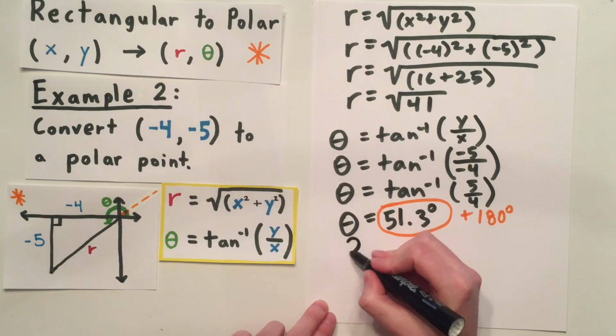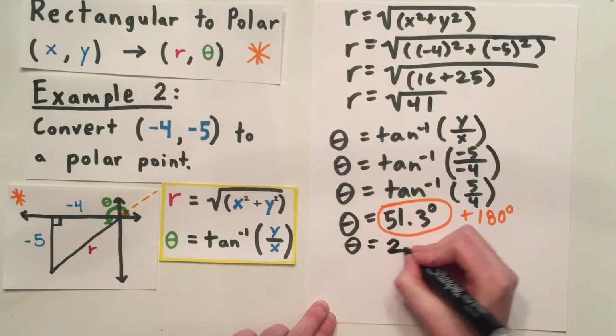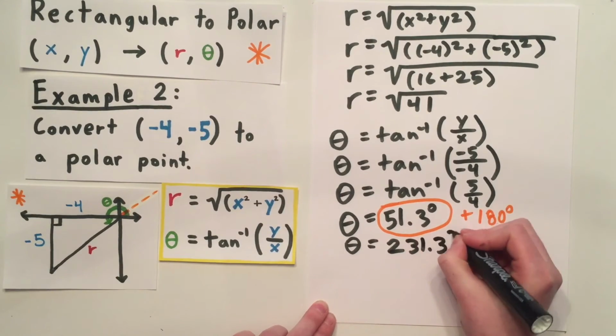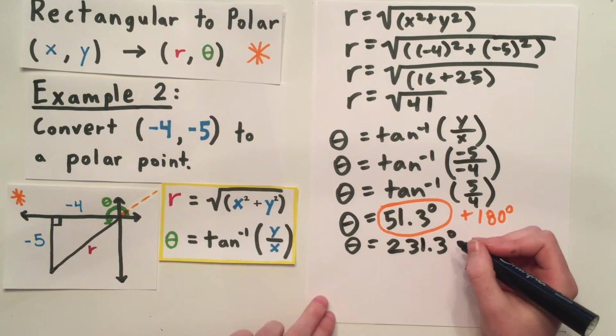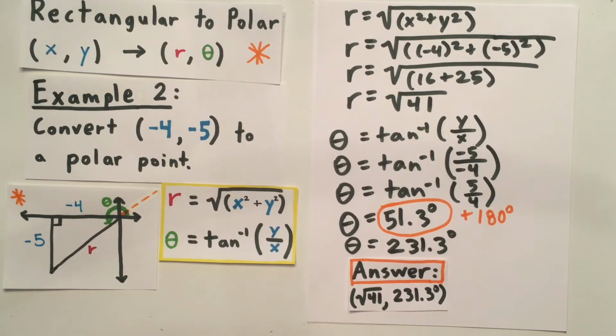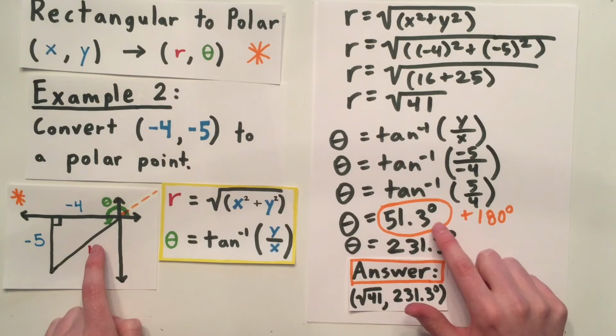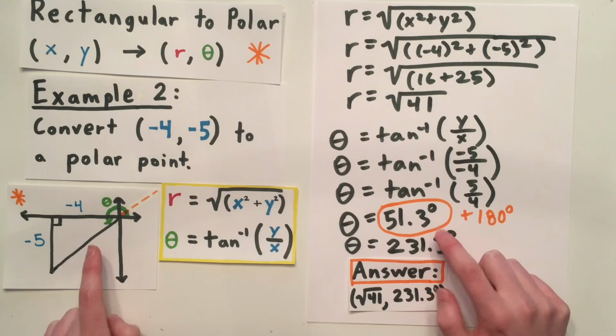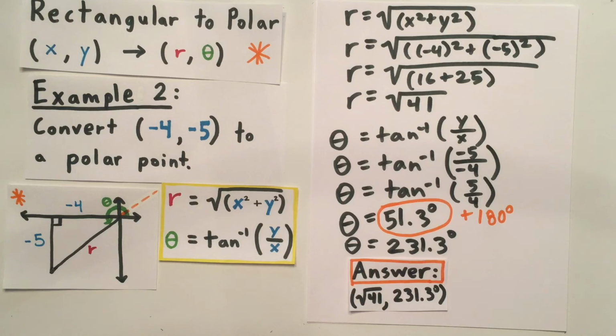And when you add that, you get theta equaling 231.3 degrees. And that is the correct angle for this example. So your answer for this problem is (square root of 41, 231.3 degrees). And that is how you solve a rectangular to polar problem. The main takeaway that I do not want you to forget is to double check what your calculator gives you with your drawing, because it may give you the answer in the wrong quadrant that you need for your example.